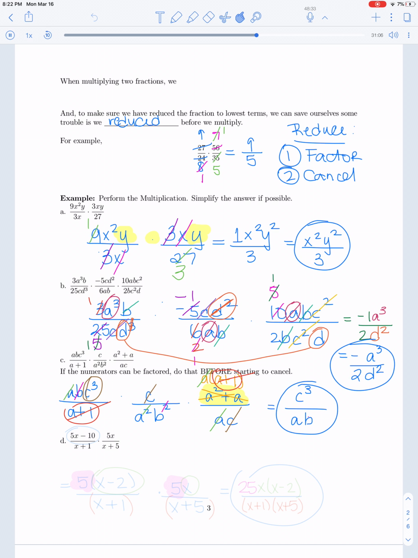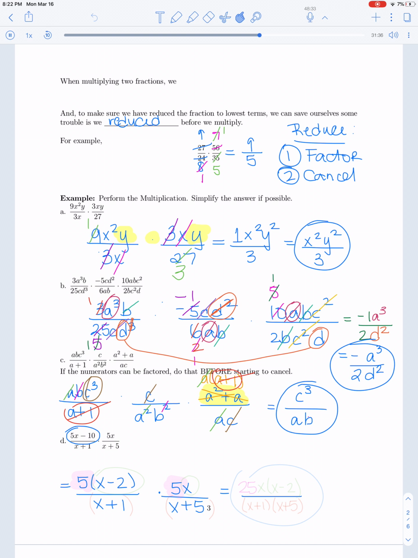Let's move on to the last problem on this page, D. Notice there is one thing that can be factored. It's the numerator of the first fraction. You can factor out a 5, which would leave you with x minus 2. Now notice though, this is the first time this happens, but nothing cancels. There's no identical factors. So we have to multiply everything on the top over and everything on the bottom over.